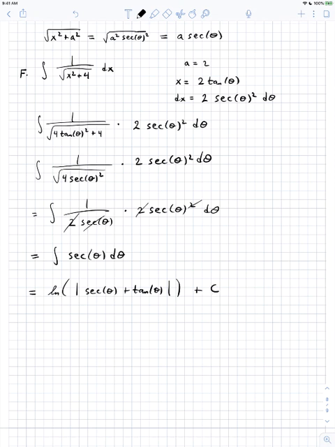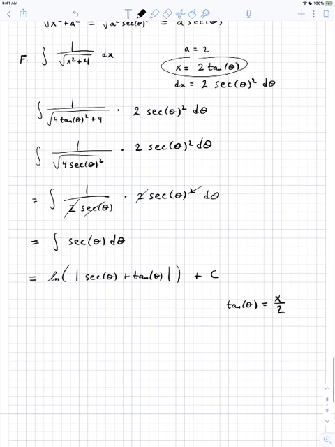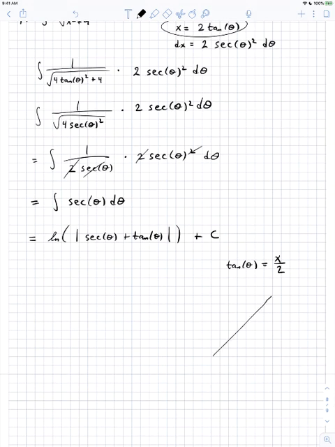plus c. So we need to figure out what all of these terms are in terms of x. Well, tangent we already know, because we know that x is equal to 2 times tangent theta. So that means that tangent theta is equal to x over 2. We still need to figure out what secant is, but that's what the triangle is for. So we draw our triangle again. It's the same triangle, really. It's just an arbitrary right triangle. And tangent of theta is the opposite over the adjacent. And the hypotenuse is a squared plus b squared, and then you compute the square root of that. So it's going to be the square root of 4 plus x squared.